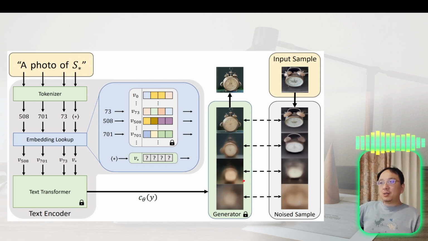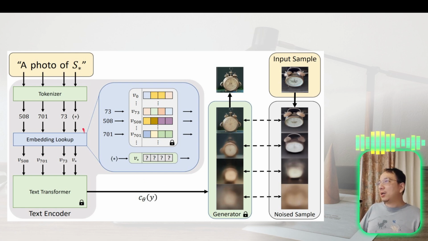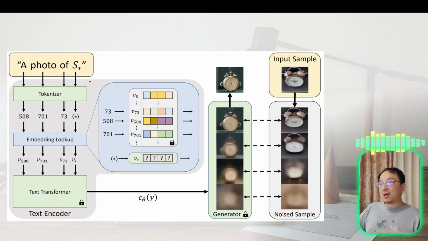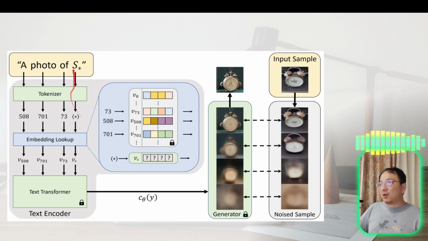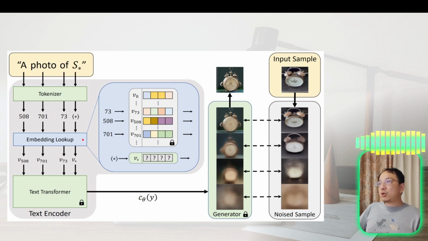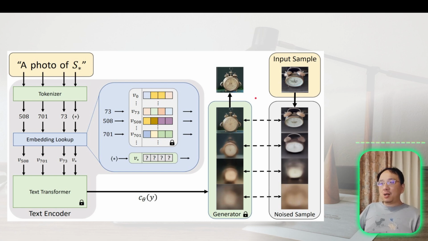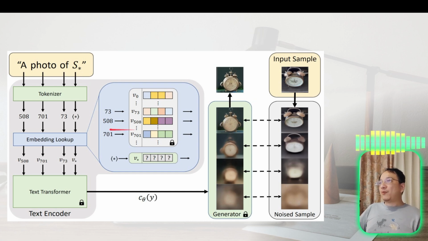And because everything is fixed, the only trainable thing in this procedure is the entry in the lookup table for S star. So that is the embedding of S star. So we try to adjust the embedding of S star so that the recovery process can be as accurate as possible. In the end, we will find a suitable embedding for S star.